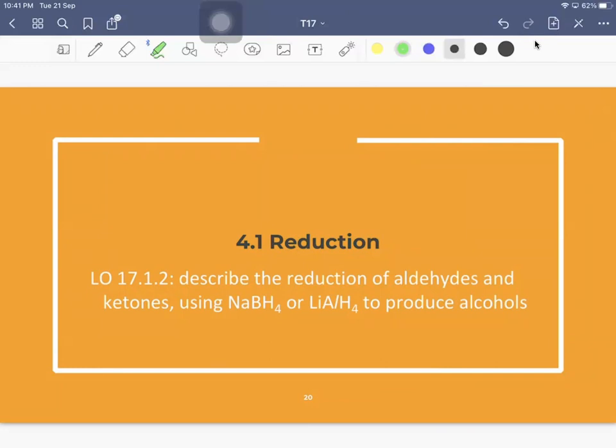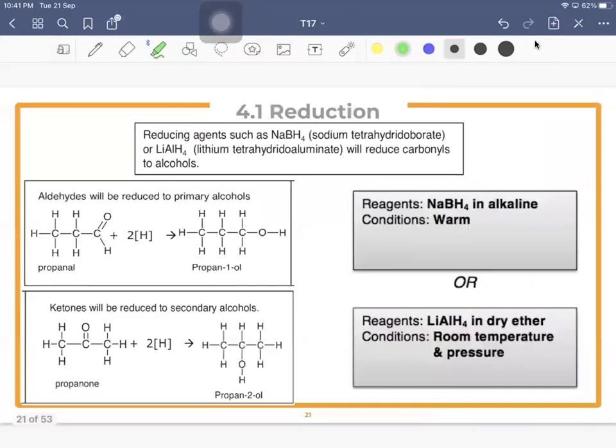So, reduction of aldehydes and ketones using sodium borohydride, NaBH4, and lithium aluminium hydride, LiAlH4, to produce alcohols. The alcohols have to be specific. The condition: sodium borohydride will be dissolved in an alkaline solution. Usually it's dissolved in sodium hydroxide, and you just have to warm it a little bit.